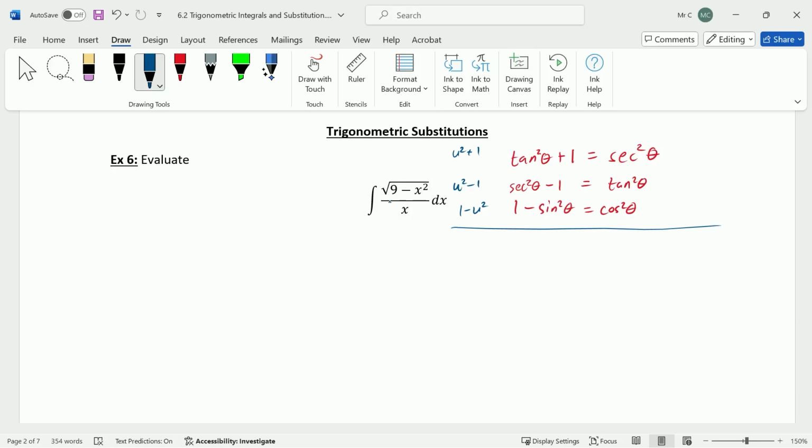So I think, well, what squared is 9? That's just 3. So I'm going to let x be 3 times, and I look at the form 1 minus u squared, so I'm going to pick sine of theta as my u. So x is 3 times sine of theta. And so then how would I replace dx? Well, I would notice that dx would have to be 3 times cosine of theta d theta.